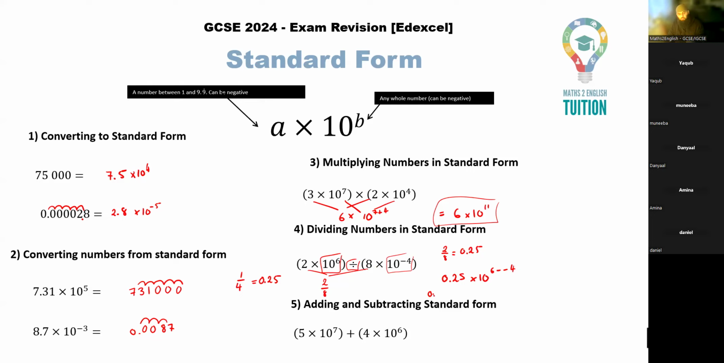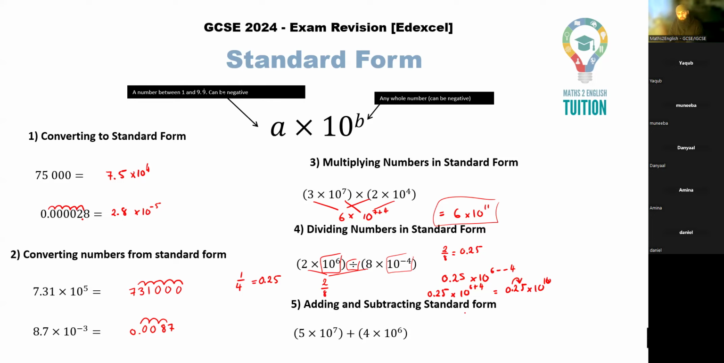So we're going to have 0.25 times 10 to the power of 6 to the power of minus minus, it becomes a plus 4. And that's going to give us 0.25 times 10 to the power of 10. Once I have that, I can now turn it to standard form, because it's still not standard form. Standard form is a number between 1 and 9.9 recurring. So I need to move the decimal one place.